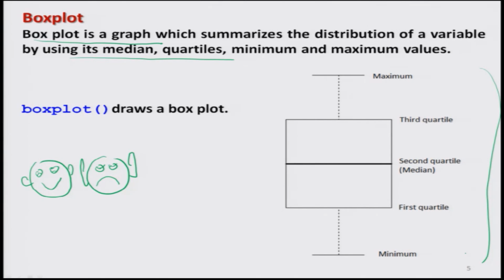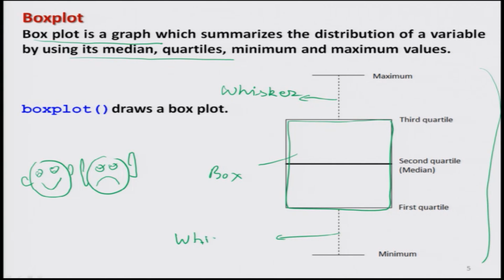right. Why is this called a box? Because you can see that here is a box, this is here a box. So, in this picture this is called actually a box and this is called a whisker, and this is also called a whisker. And that is why sometimes this is also called a box whisker plot. That is another name of the box plot.